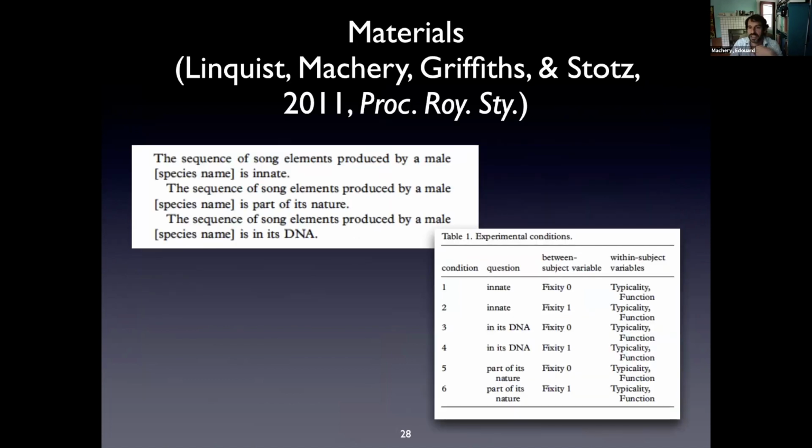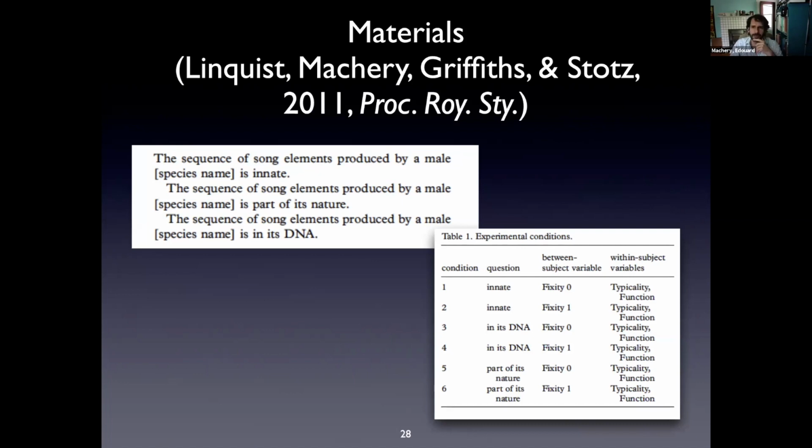So we did roughly the same study. We tweaked the vignette a little bit in some respects, which doesn't really matter. And we used 3 different formulations: is innate, is part of its nature, and is in its DNA. We were particularly interested in the third one because, of course, being in the DNA is one of the expressions that in the first decade of the 21st century was literally everywhere.